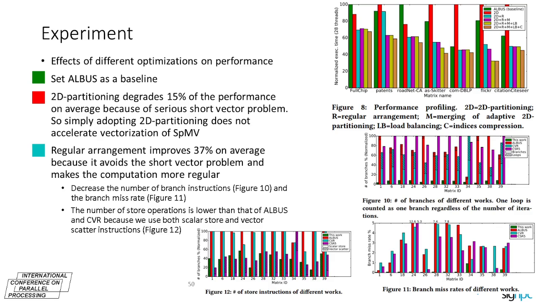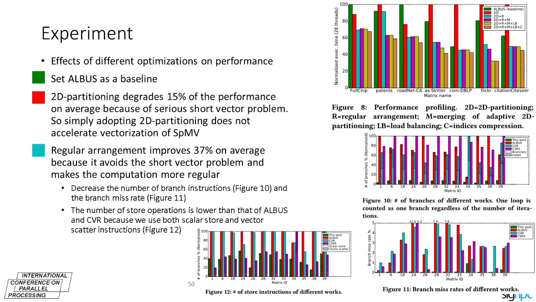For the effects of different optimizations on performance, Figure 8 gives the details. We set Aubus as a baseline. For 2D partitioning, it degrades performance by 15% on average because of a serious short vector problem. So simply adopting 2D partitioning does not accelerate SpMV. Next, regular arrangement improves performance by 38% on average because it avoids the short vector problem and makes the computation more regular.